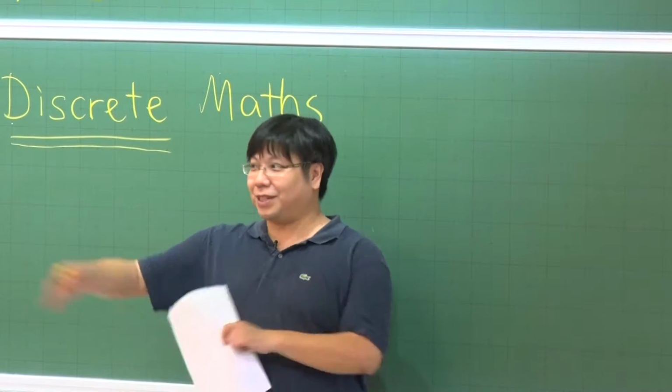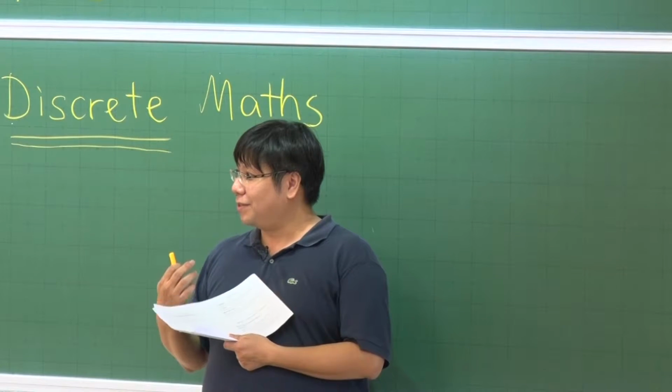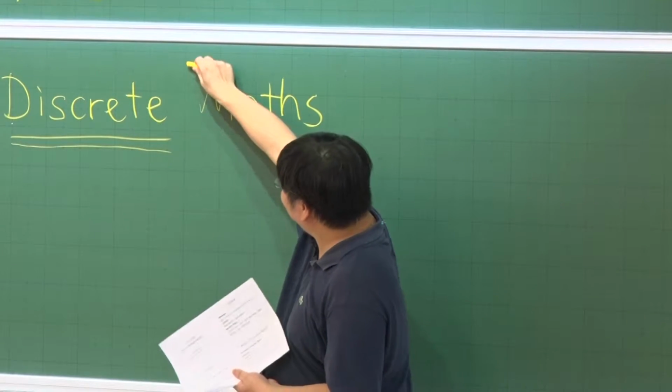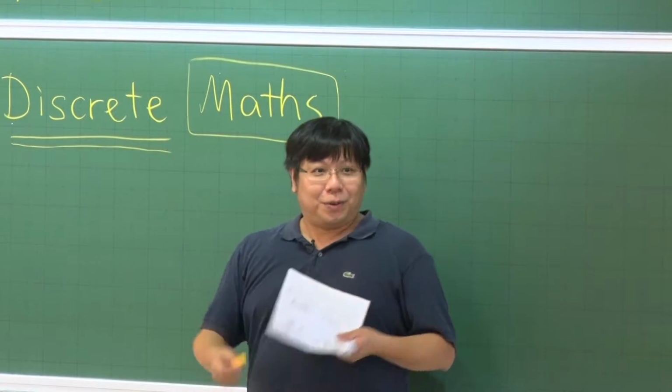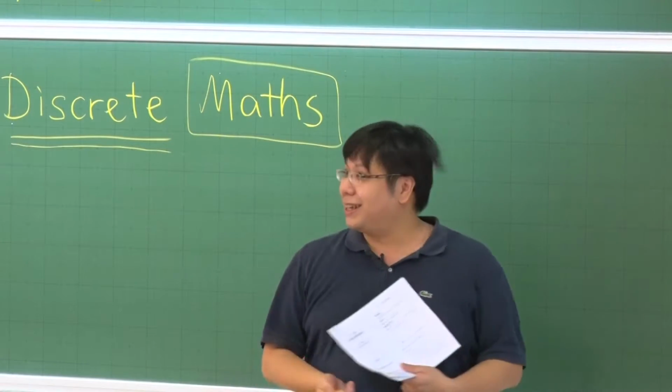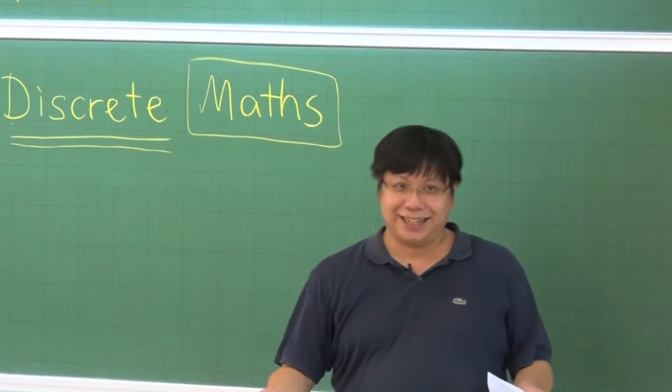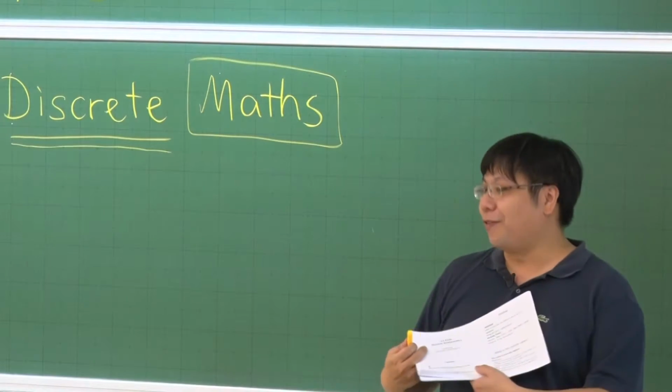Why? So this is a computer science course, right? So math is already strange. We're studying math in a computer science course, right? It's very, very strange. Why? Okay, of course, there is history.